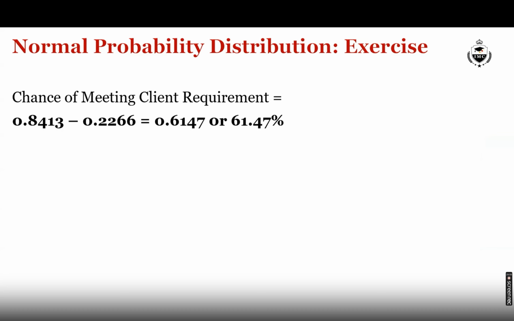Convert it into percentage, I get 61.47%. So the conclusion will be that the chance or probability of meeting the client requirement that all the certificates could be given between 34 to 48 days is 61.47%.